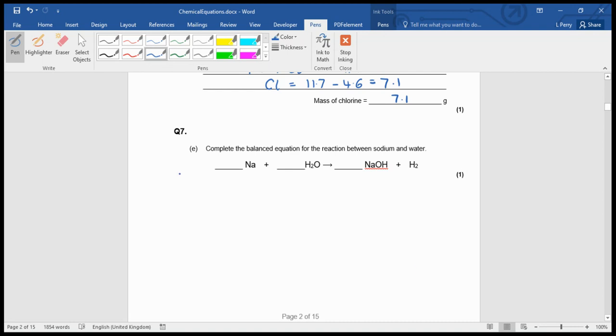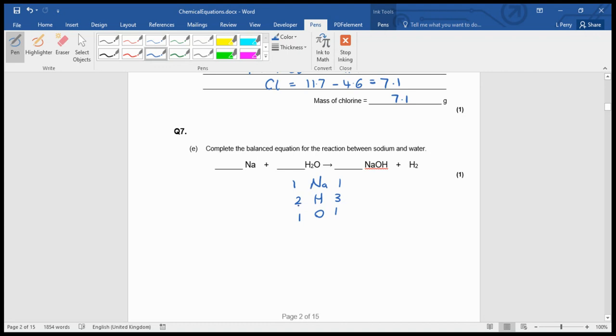Now another balancing question. So complete the balanced equation for the reaction for sodium and water. So again, listing what I've got. Na, H, and O. On the left, I've got 1 Na, I've got 2 H's, and I've got 1 O. On the right, I've got 1 Na, 1 O, and I've got 3 H's. I've got to be careful because I've got 2 H's there and 1 H there. So I've got 3 H's.